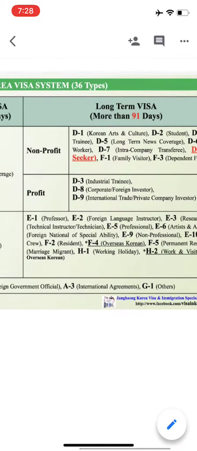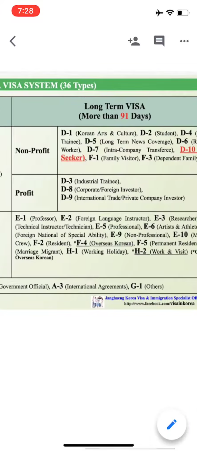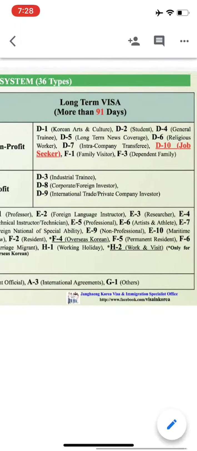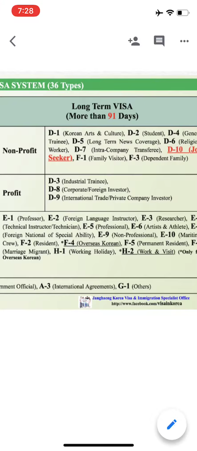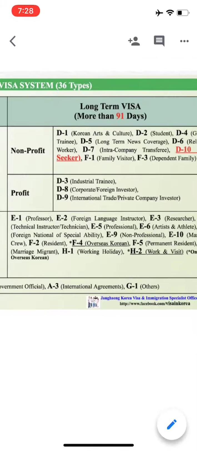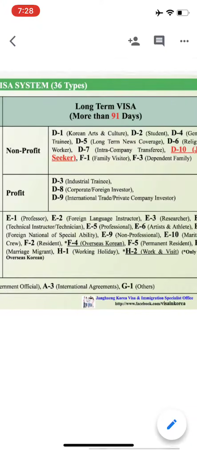Can you understand, right? And there is another working visa. Usually the working visa is E1 to E7. E1 professor, E2 foreign language instructor, E3 researcher, E4 technical instructor and technician, E5 professional visa, E6 artist and athlete, E7 foreign national of special ability, E9 non-professional employment visa, and E10 maritime crew visa. And those are only for working for their employers, okay?